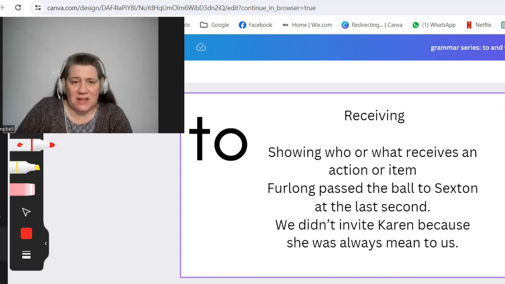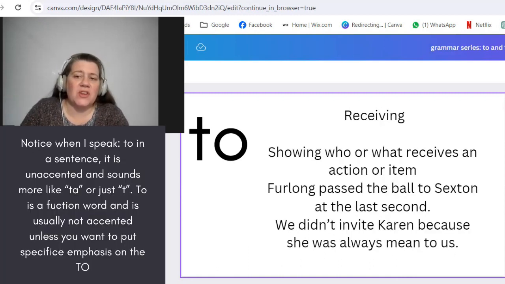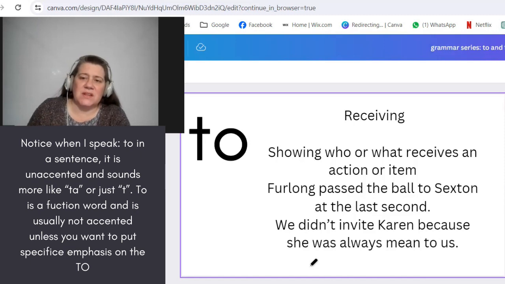When we receive things, so showing who or what receives the action is "to". For example, Furlong passed the ball to Sexton at the last second. I gave the pen to you. We didn't invite Karen because she was always mean to us. Mean to us. So we receive Karen's meanness.